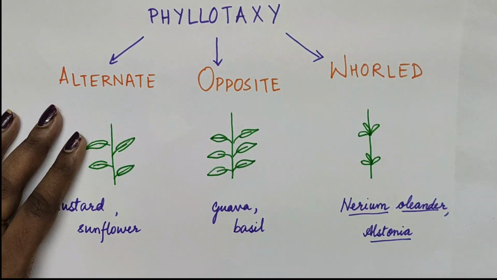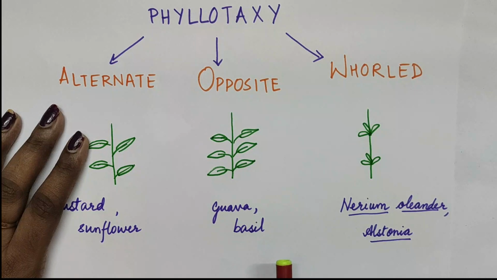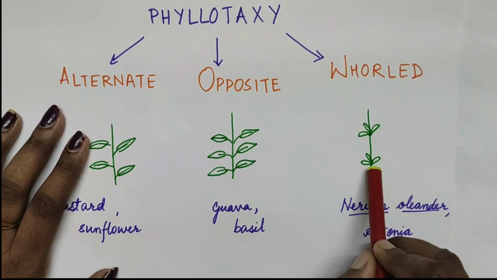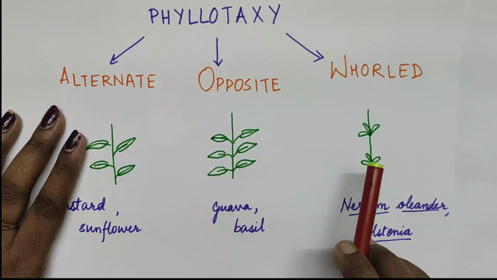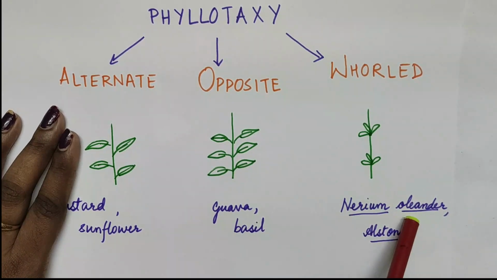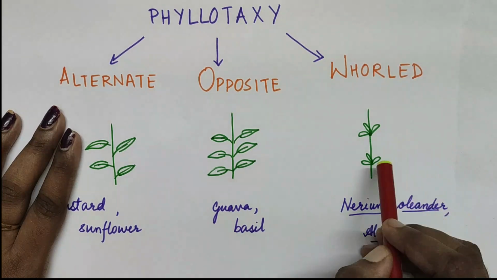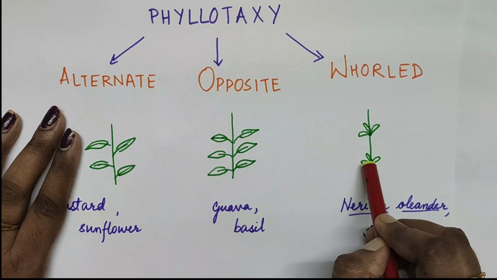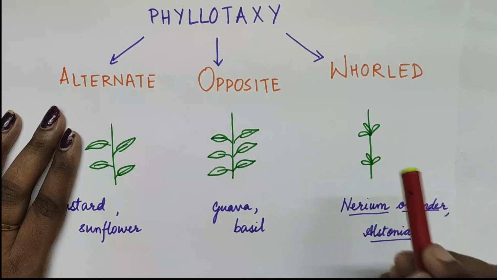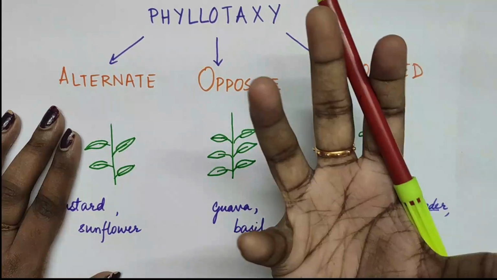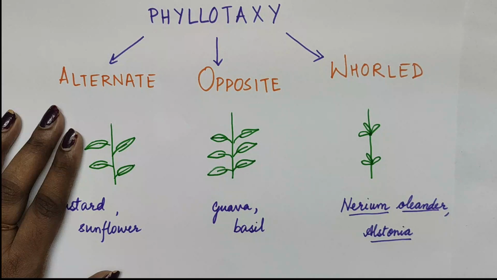And then we go to the third kind, that is the whorled arrangement, in which 3 or more leaves are arising from the same node. So the best example is Nerium oleander. You can see I've underlined it because they are scientific names. And Alstonia, or the devil tree as we call it. So in that you can see that 3 or more leaves are arising from the same node. So they look like a roll together coming out.